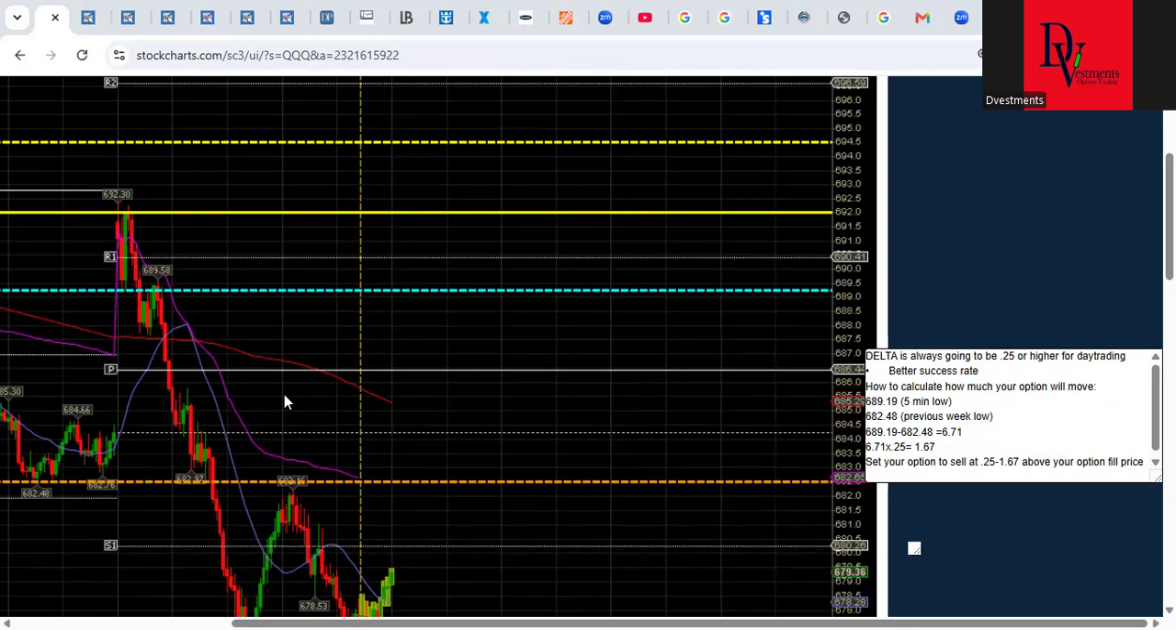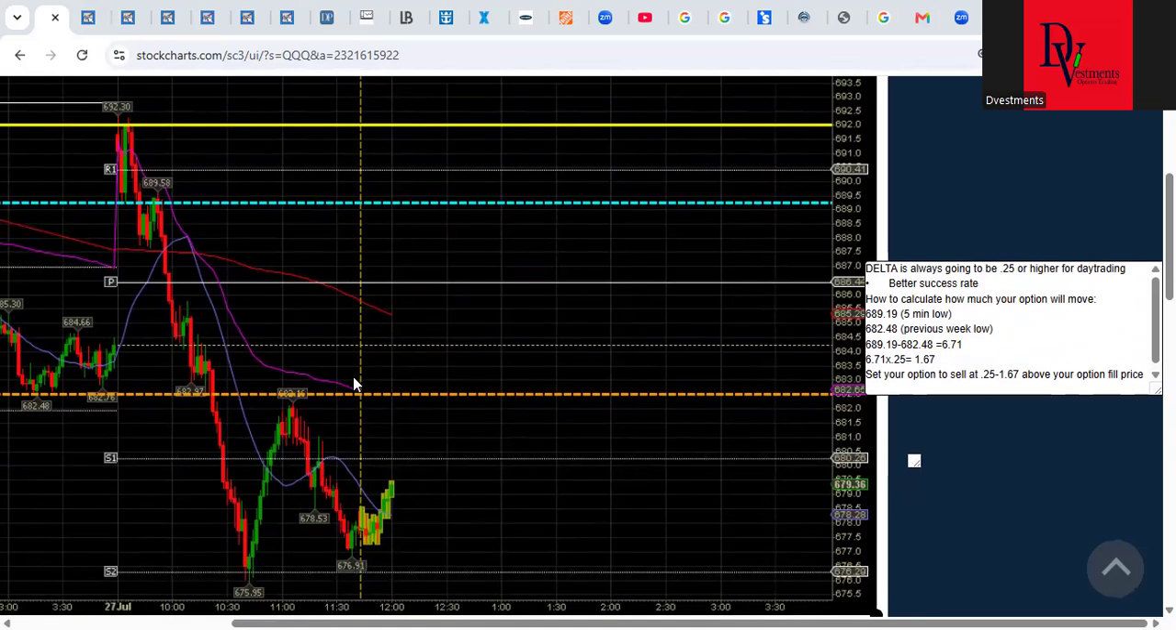What I want to specifically go over with you today is how I determine how to set my sale price on my option. So this was the move for today. I bought in under my 5-minute low. So I got in here, and of course, price went down to 675.95 as a low for the day.